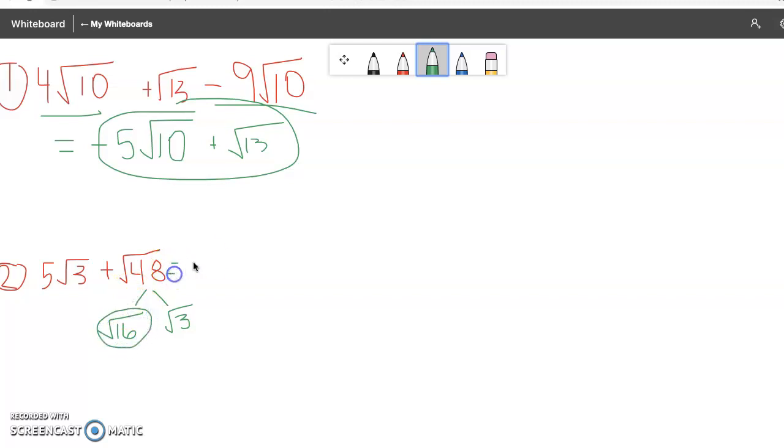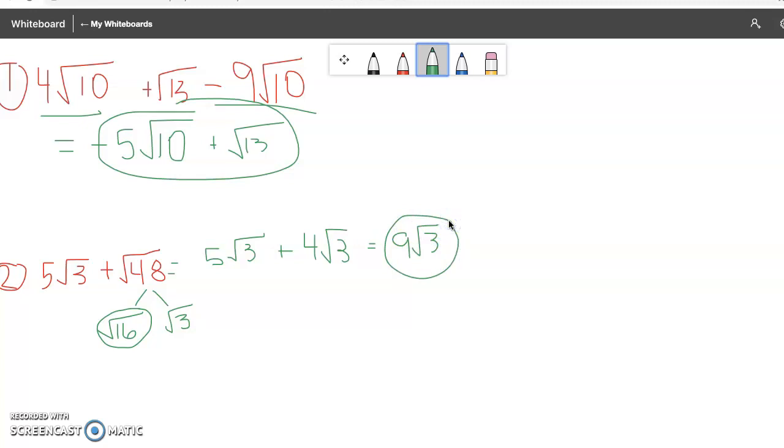So what I can do is rewrite 5 root 3. And now instead of adding just the radical 48 to it, I'm now adding the square root of 16, which is 4, and radical 3 can't be simplified, so it stays as is. And now if you notice, we have the same radicals, so we're allowed to add together 5 plus 4, which is 9, radical 3. Do not add the radical values together.